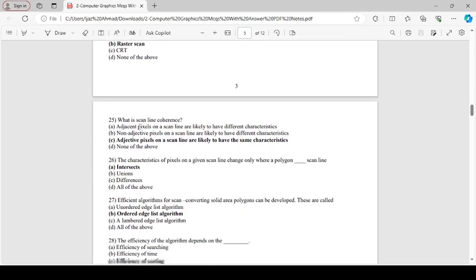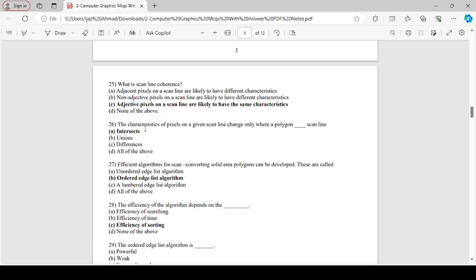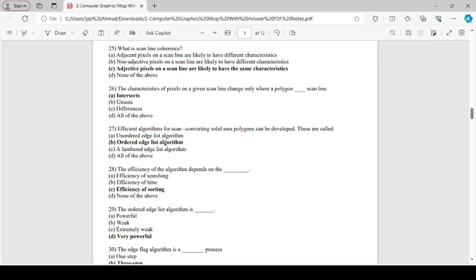What is scan line coherence? Adjacent pixels on the scan line are likely to have the same characteristics. The characteristics of a pixel on a given scan line change only where a polygon intersects the scan line.